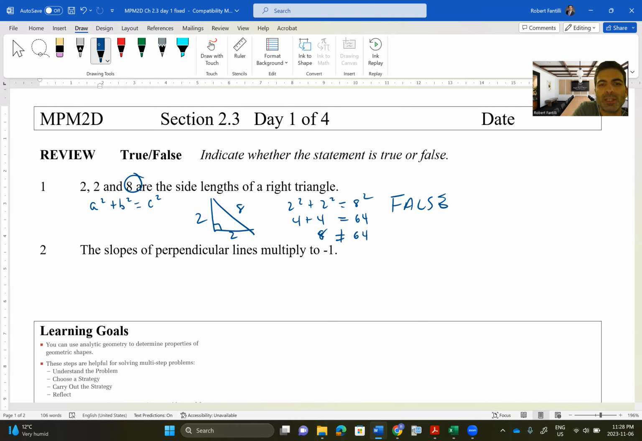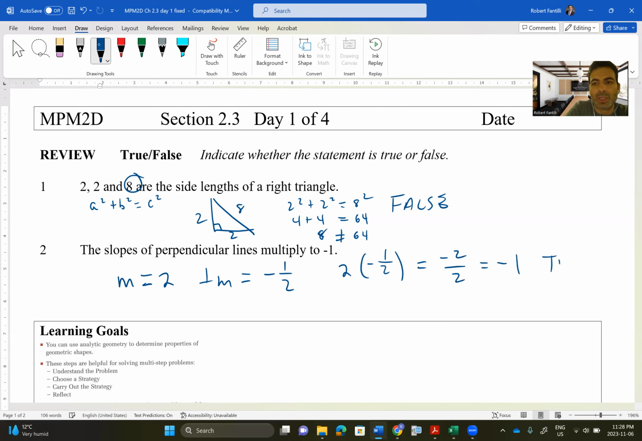The slopes of perpendicular lines multiply to -1, or have a product of -1. But this we just have to test out. If my slope is 2, right, then my perpendicular slope is -1/2, the negative reciprocal. If I multiply 2 times -1/2, that's the same thing as saying 2/1 times -1/2. I'm going to get -2/2, which is equal to -1. So that's true. Slopes of perpendicular lines do indeed multiply to -1.